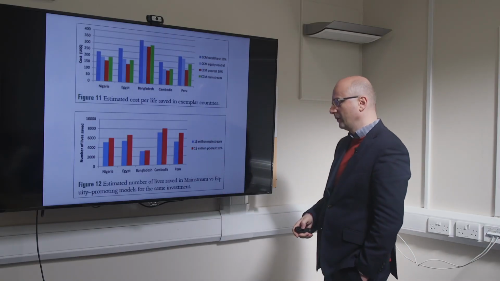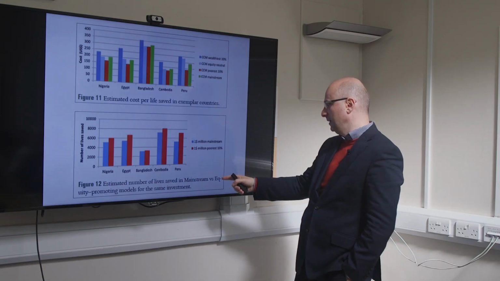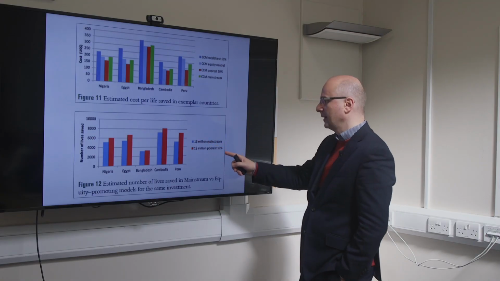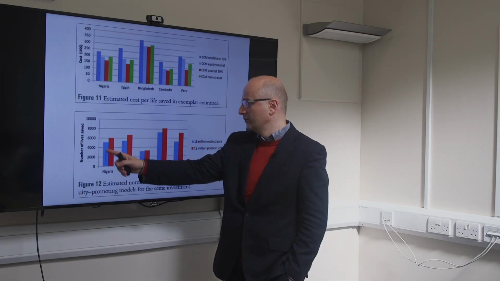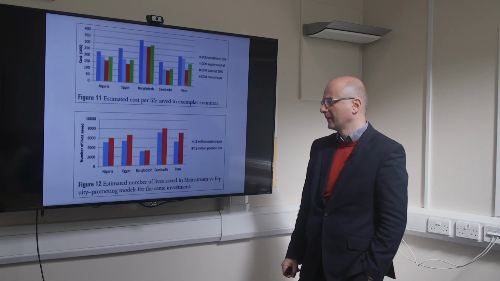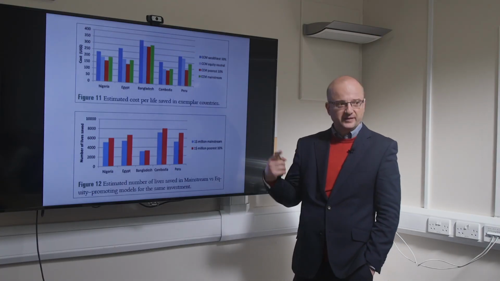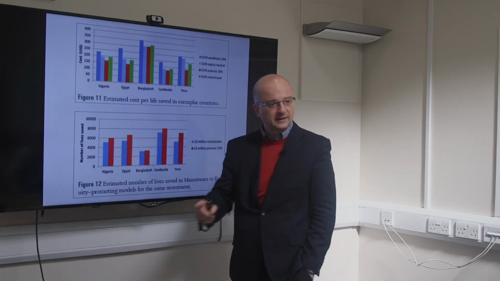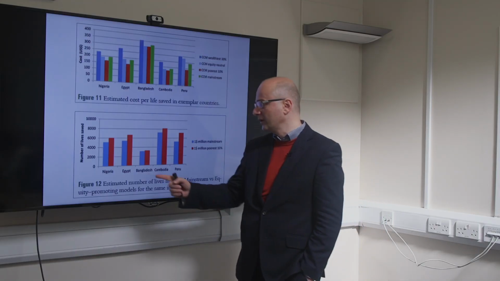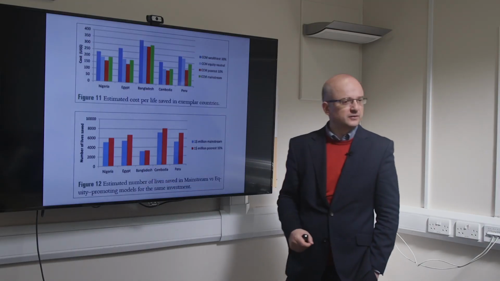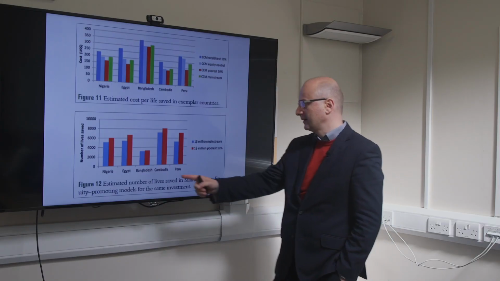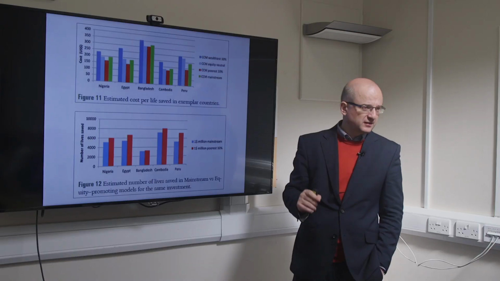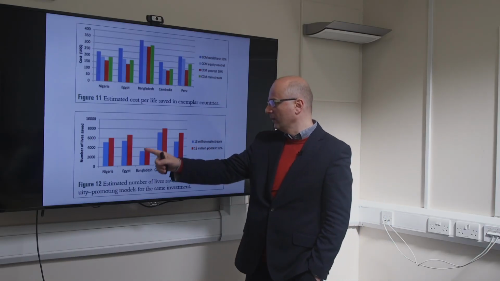And this is then showing the estimated number of lives saved in mainstream versus equity promoting models for the same investment. $1 million mainstream in Nigeria would save 5,000 children. That's the more of the same approach, just if nothing changed, if the trends continued. 1 million deliberately invested in the poorest 10% would save 6,000 children. So it was better to target the poor. And actually this conclusion for community case management stood firm for all 5 countries.